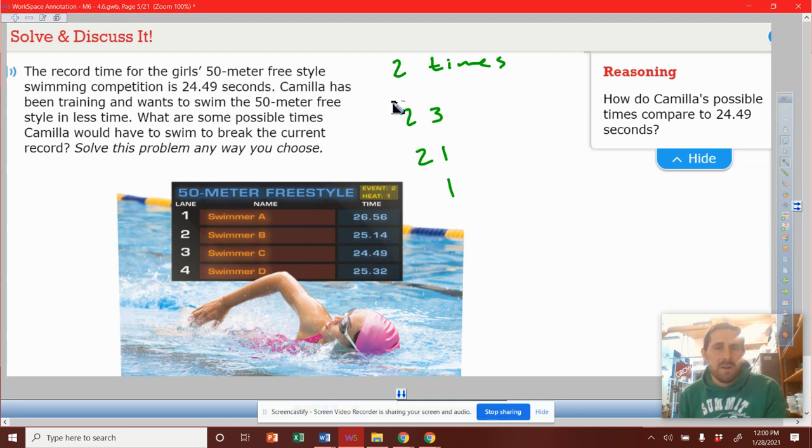All of these would work, and all of these would beat that time. 1 second is just probably not realistic. I mean, nobody's going to swim across the pool in 1 second. All right, so just look at these swimmers we got here.